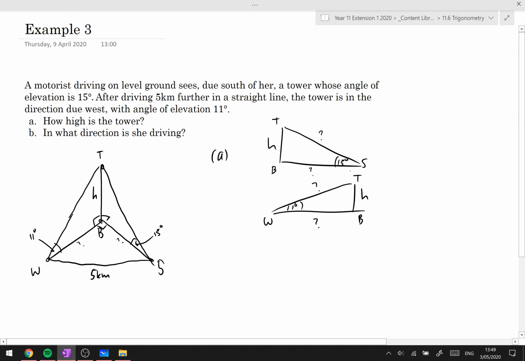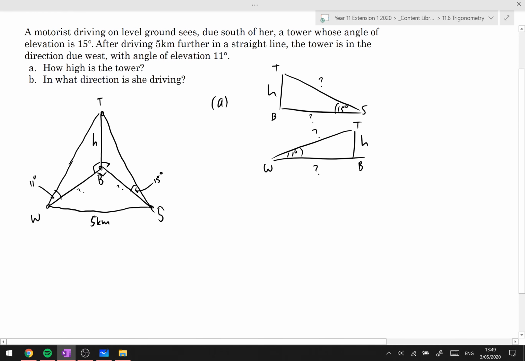So let's draw a third triangle now, and this is going to be the distance triangle between the west and the southern ends. There's the west, there's the south, and there's where the base of the tower is. The only thing I know about this triangle is that this length here is 5 kilometers. So that's all I know about these triangles, the 3 triangles I have.